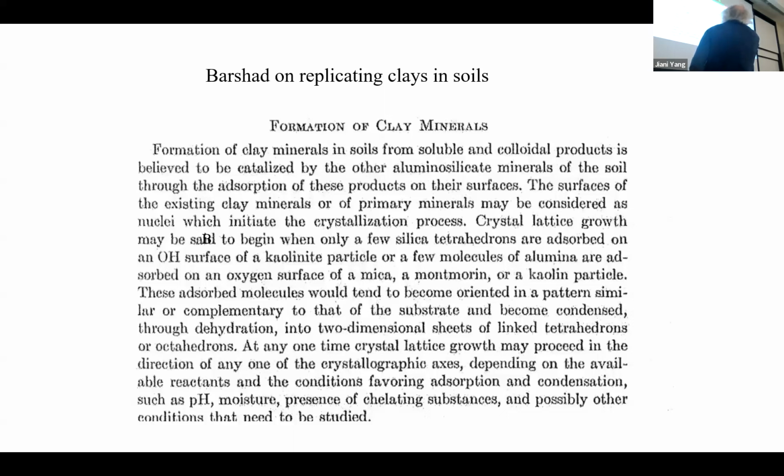This is exactly what happens in DNA or RNA. Crystal lattice growth may be said to begin with only a few silica tetrahedrons observed on the OH surface of a kaolinite, or a few molecules of alumina absorbed on the oxygen surface of a mica, or montmorillonite, or a kaolinite particle. These absorbed molecules would tend to become oriented in a pattern similar or complementary to that of the substrate and become condensed through dehydration into two-dimensional sheets of linked tetrahedrons or octahedrons.